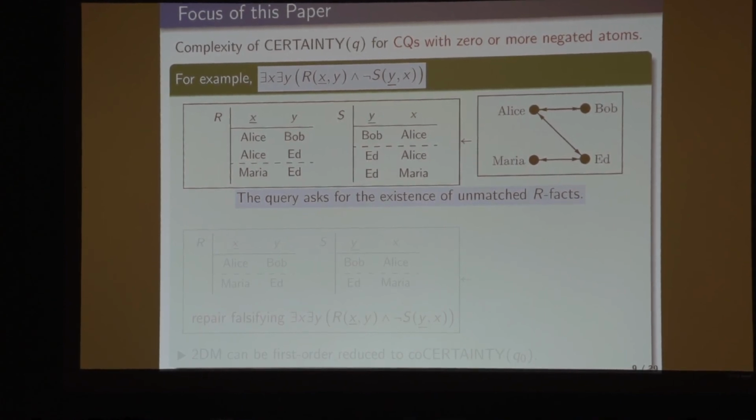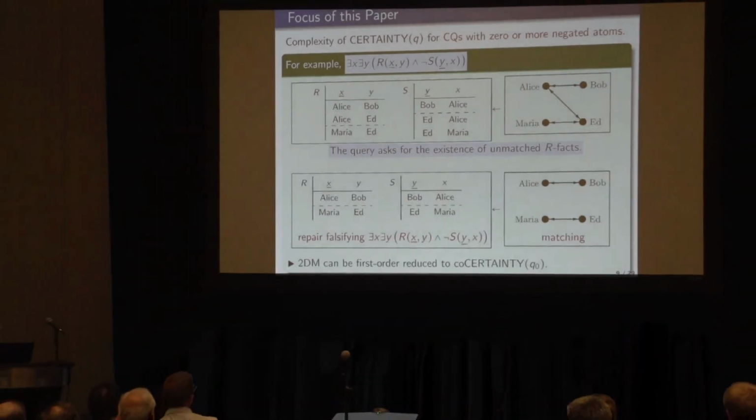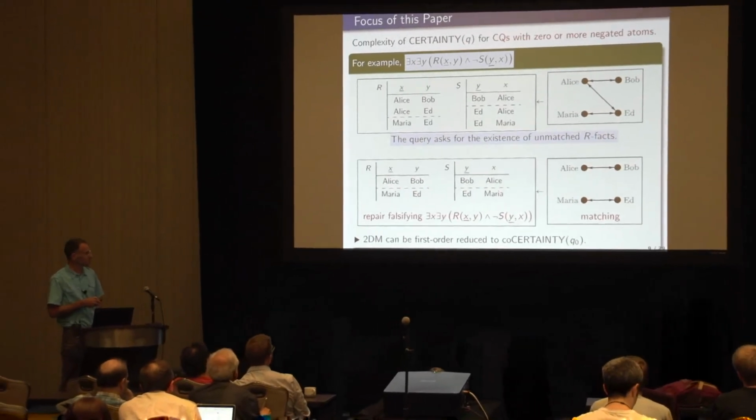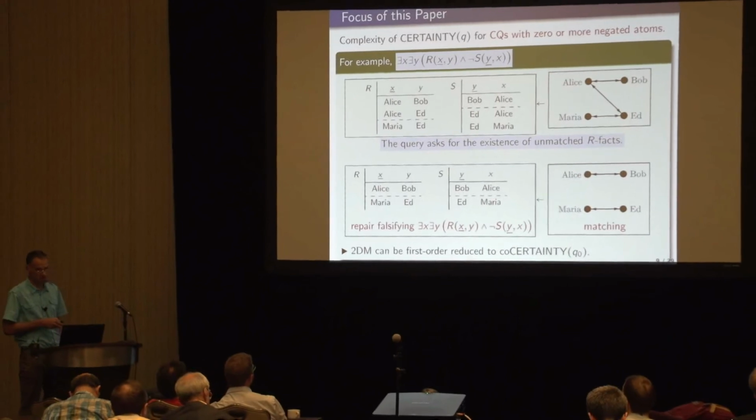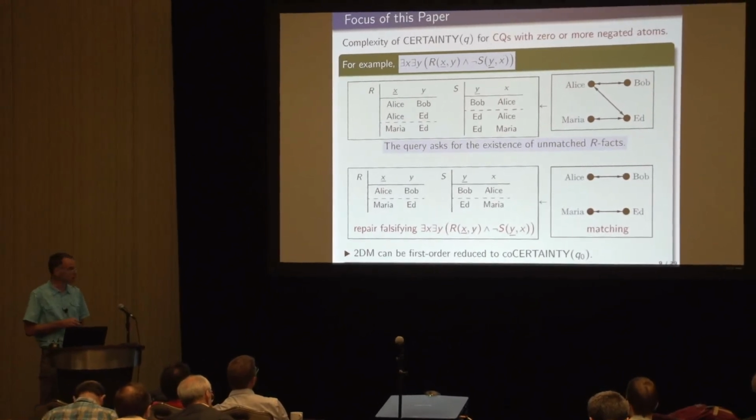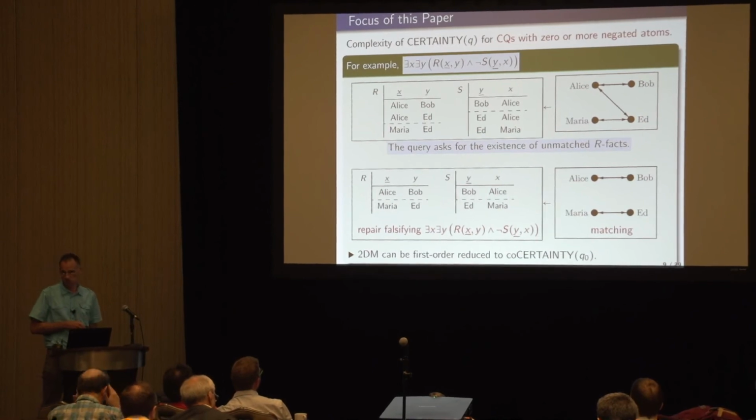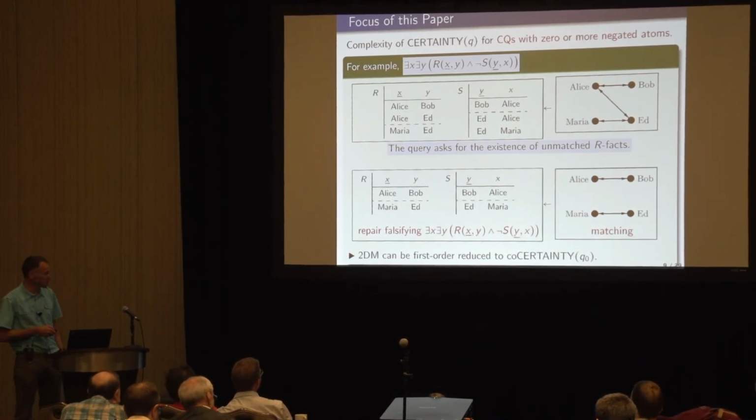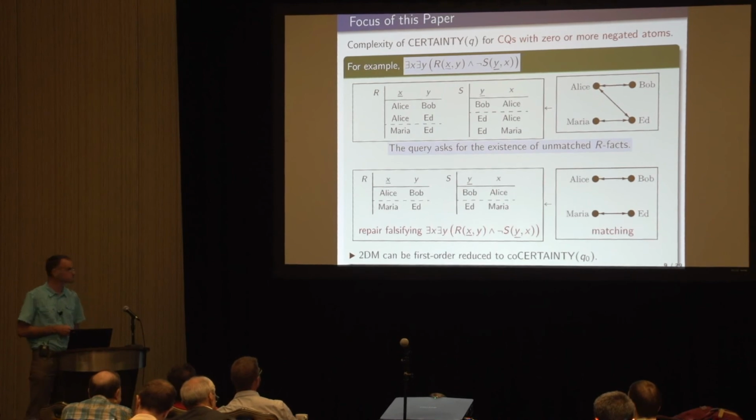So if you look at this as a matching problem, then if you look at the repair, in this case you have a repair falsifying the query, because here for every R fact there is the corresponding inverse S fact, and this actually corresponds to having a matching for this two-dimensional matching problem. So this already shows that the two-dimensional matching can be reduced to the complement for certainty Q.